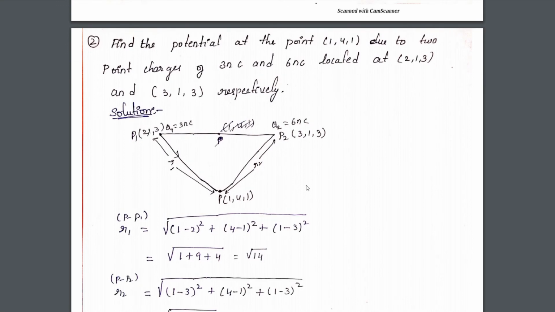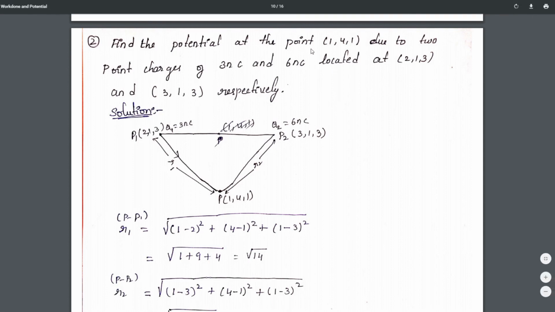The principle is same. So in this problem, what they've given is you need to find the potential at the point 141 due to 2 point charges of 3 nanocoulombs and 6 nanocoulombs. They are located at points 213 and 313. So based on this data, you draw the figure first. So listen here, instead of single charge, you're having two charges which are located at 2 points. Due to both these charges, you need to find the potential at some point, that is 141.